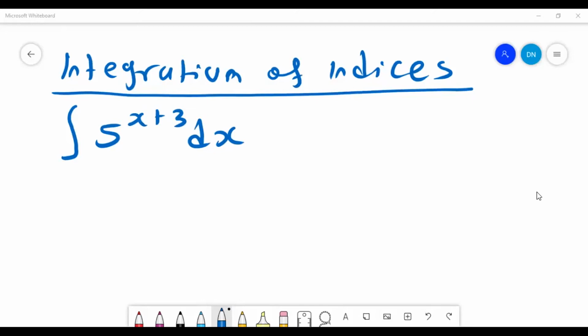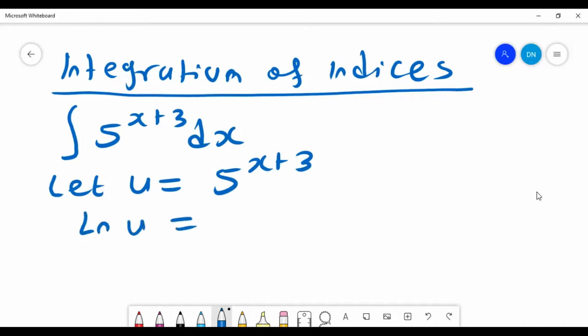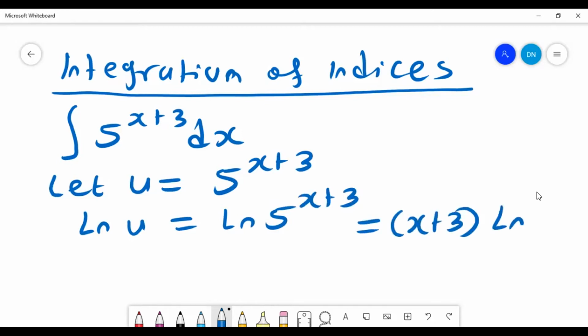But this time we are going to introduce u so that we'll be able to integrate it in an easier form. So if I let u be equal to 5 raised to x plus 3, I'm going to introduce the ln on both sides of the equation. And if I introduce this, then that makes it easier for me to write this comfortably as that. So ln of u is equal to x plus 3 times ln of 5.